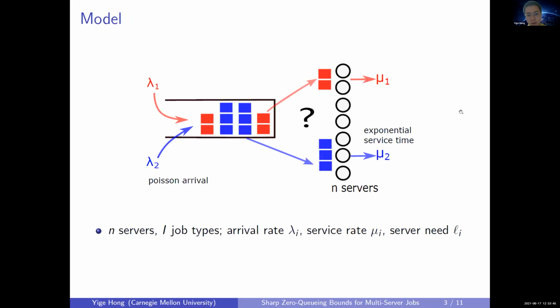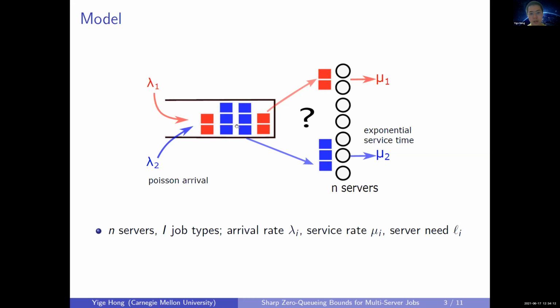So here is our model. Our model consists of n servers, which are denoted by black circles, and several types of jobs. Here I only draw 2 types of jobs. And the system dynamic is as follows. Take the red job as an example. It arrives at a rate lambda1 following a Poisson arrival process. Then it enters the system and probably waits in the queue.